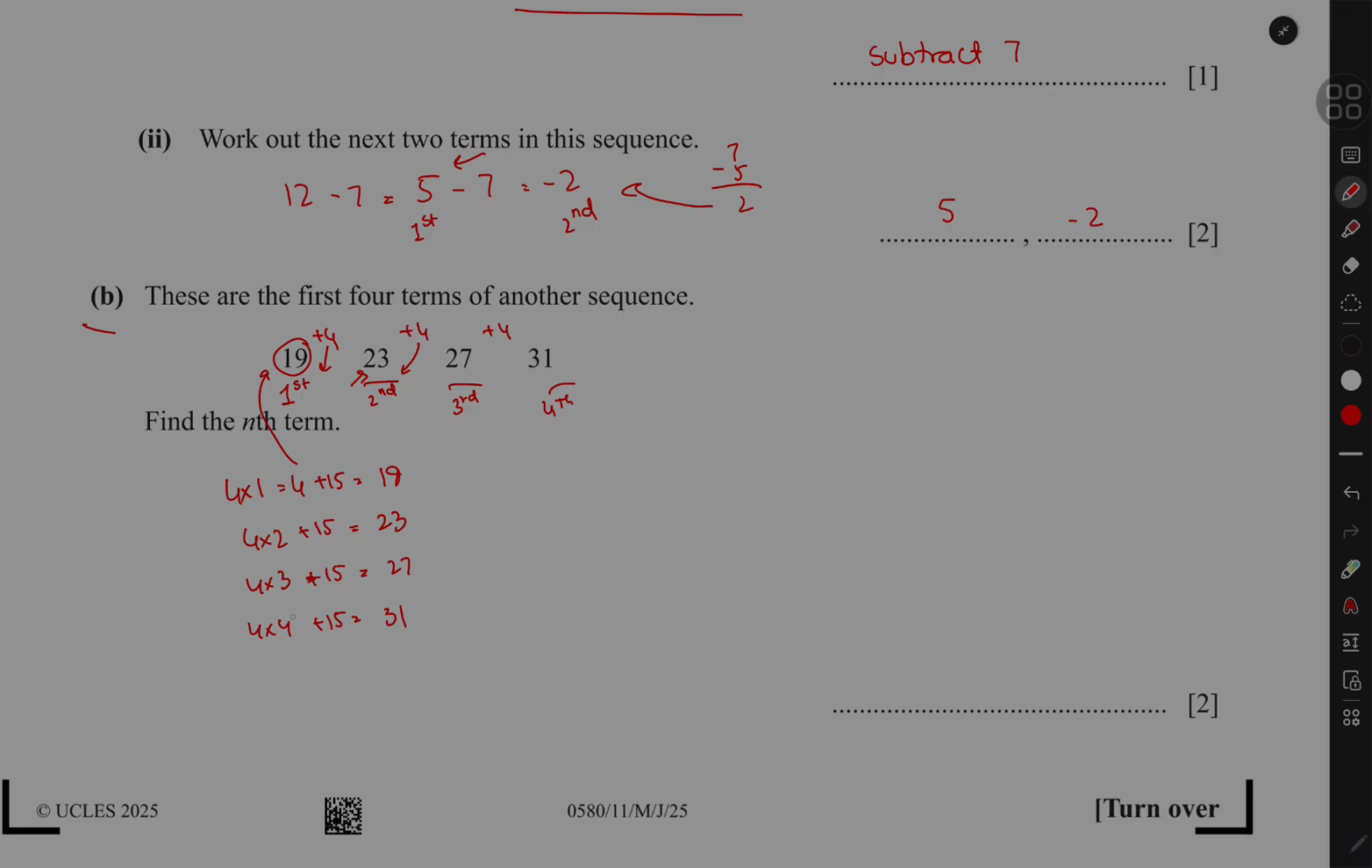If I then just remove this number and use n over here, 4 times n plus 15 would be our answer. Pretty simple, I guess, in my opinion. 4n plus 15.